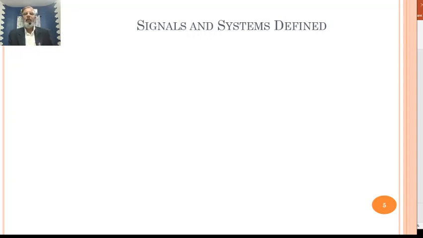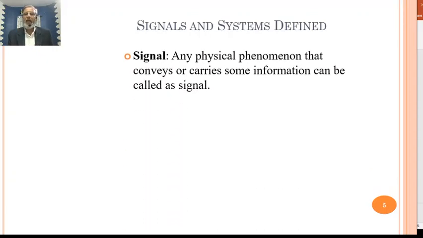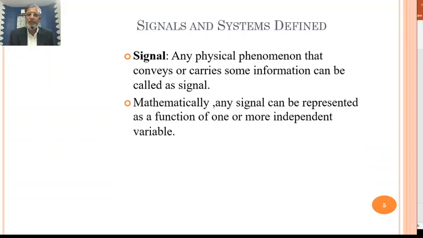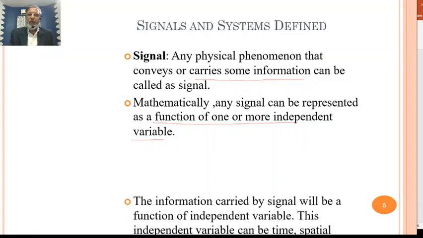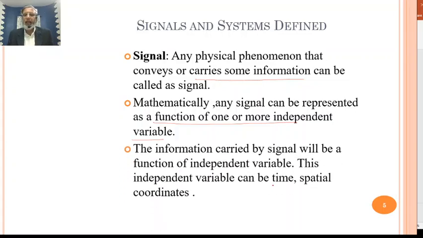Then what is a signal? Definition of a signal: signals are defined as a function of one or more independent variables, which typically carries some type of information. A function of one or more independent variables that carries some information is called a signal. Here the independent variable can be time, spatial coordinates, or any other type of independent variable.